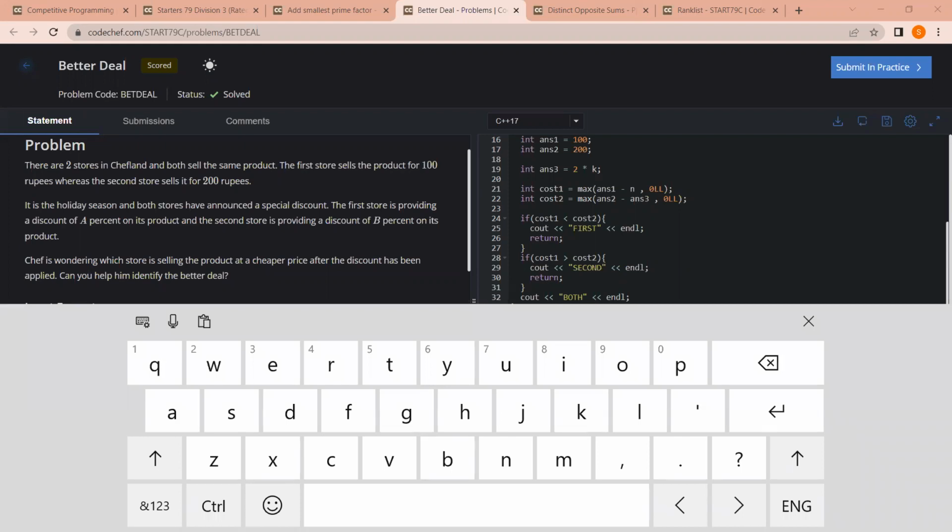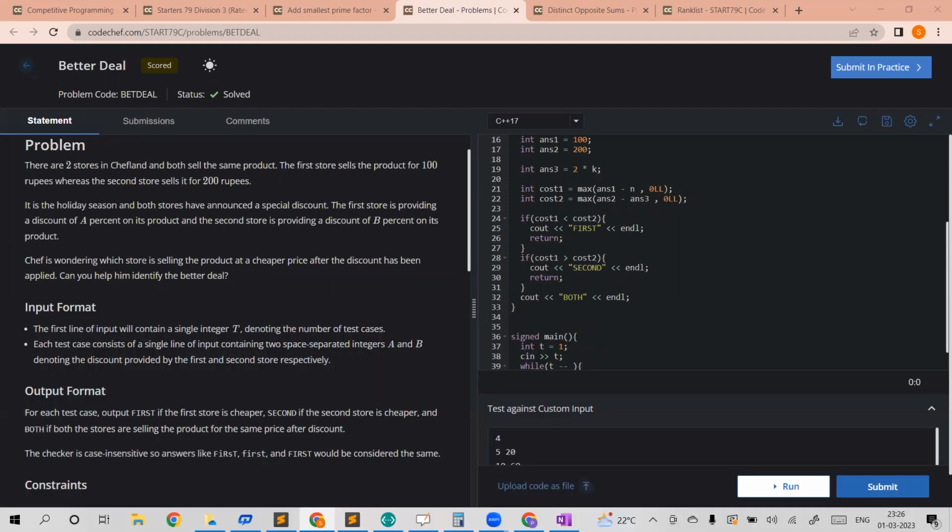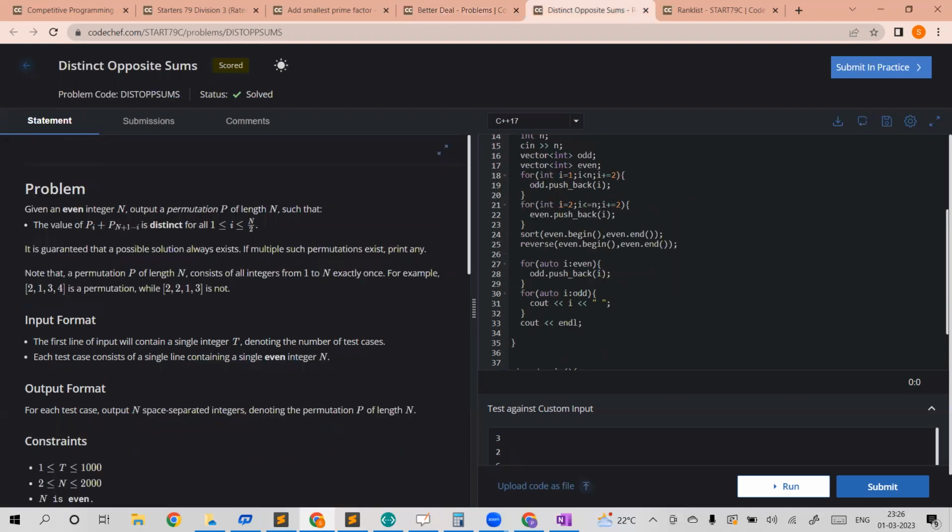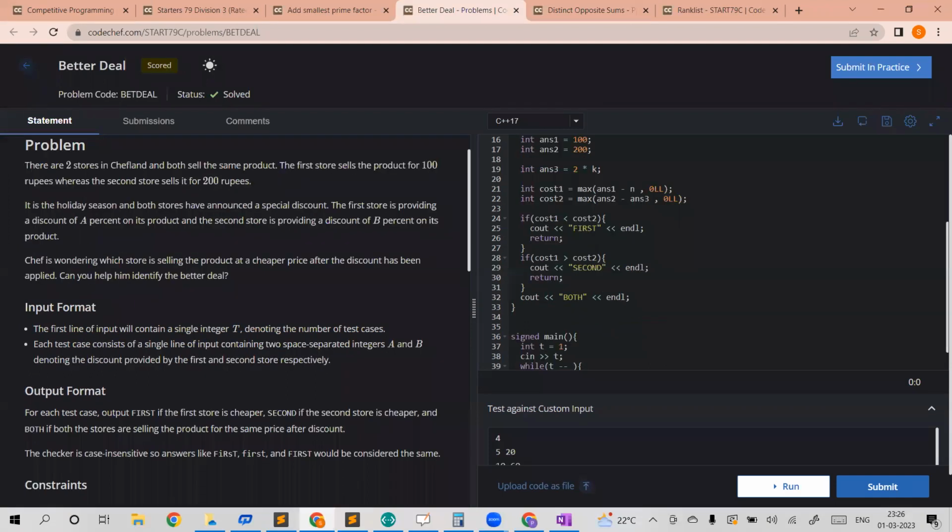Okay, that's cool. Now let me move to the next part, distinct opposites. I think we have done this. Now one or two stones. Now this is a good problem.